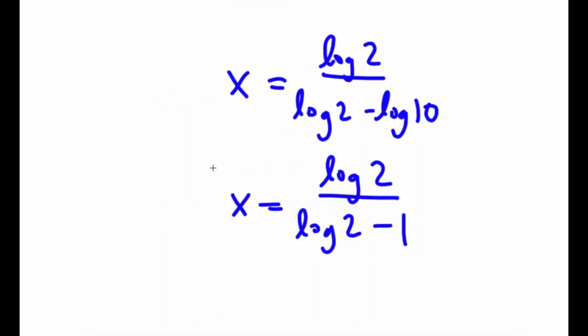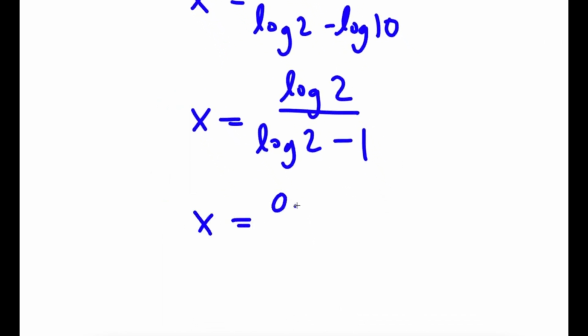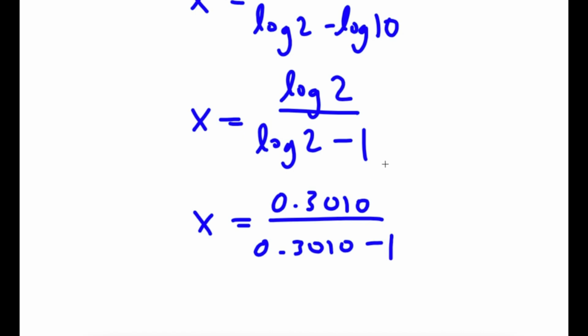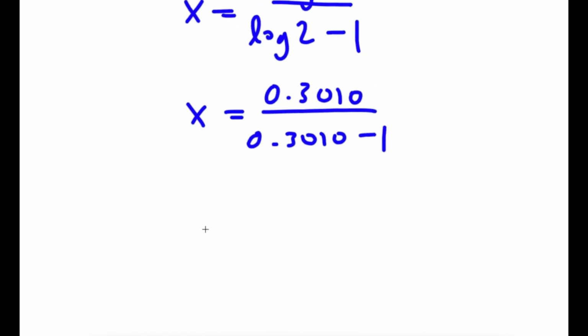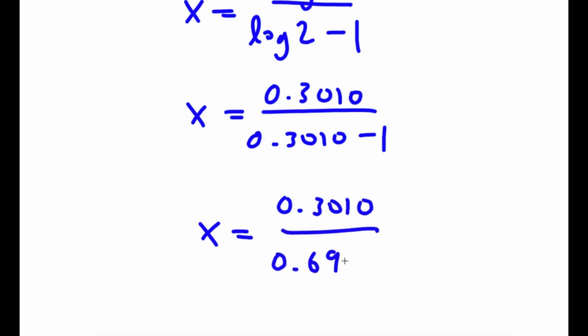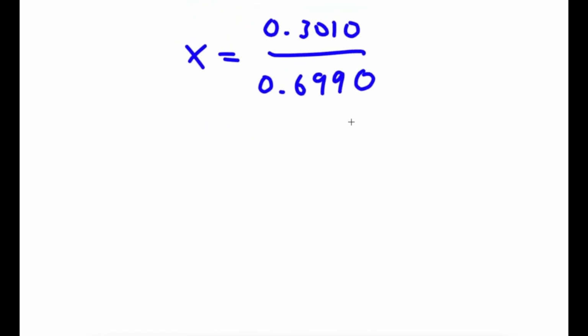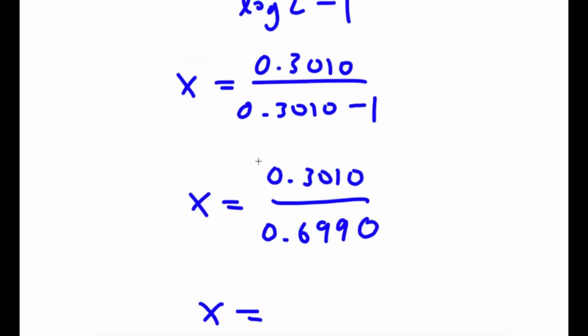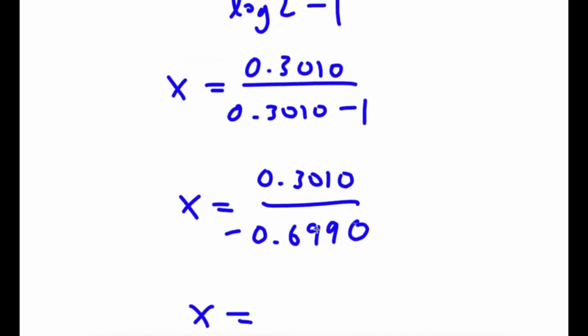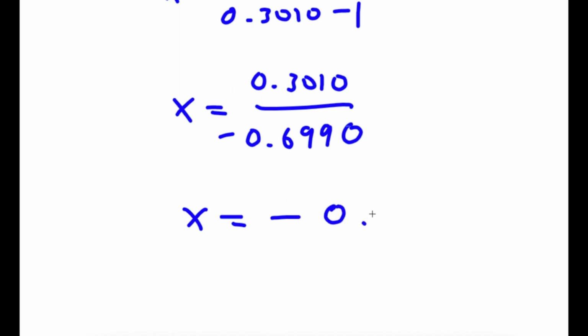Now, log 2 is equal to 0.3010. So I have 0.3010 over 0.3010 minus 1. And now this is equal to 0.3010 over negative 0.6990. And finally, if I divide these two, I get that x is equal to negative 0.43.